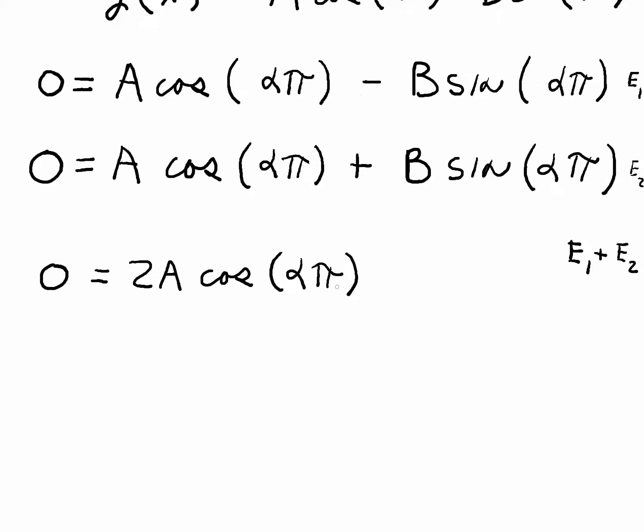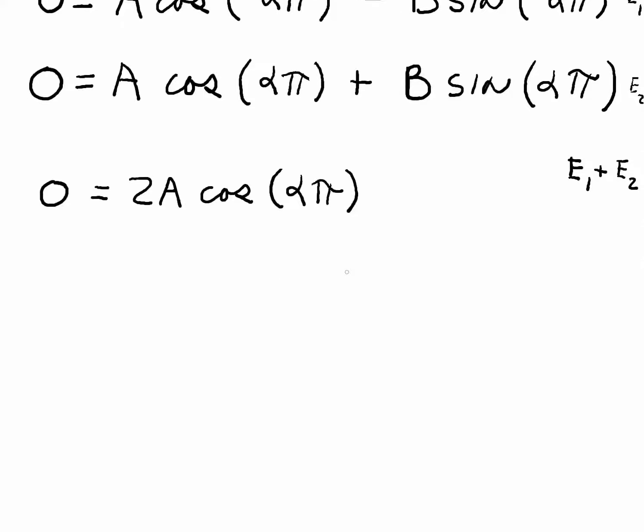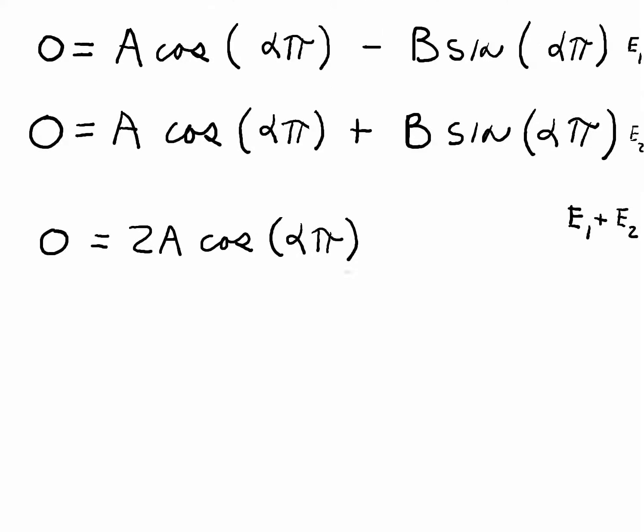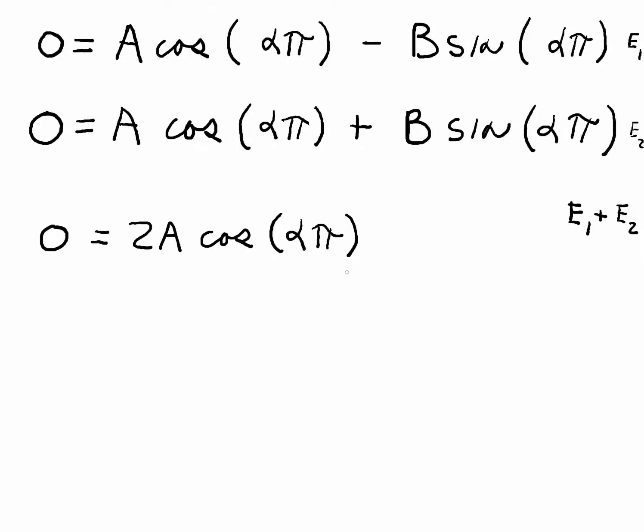So, okay. Well, let's write down our other equation that we could get from this. If I take E2 minus E1, then I get the equation 0 is 2 times b times the sine of alpha pi.